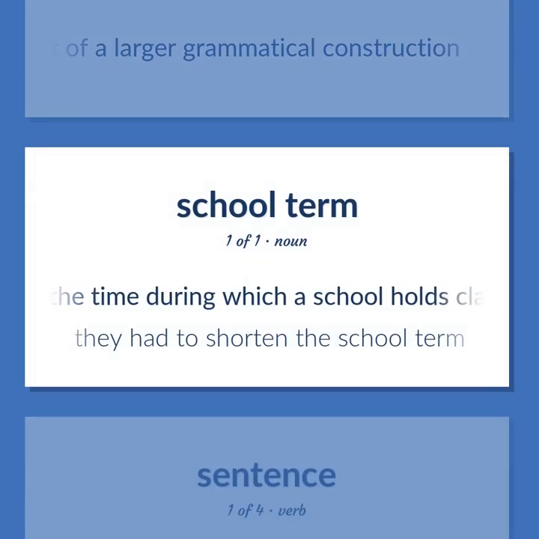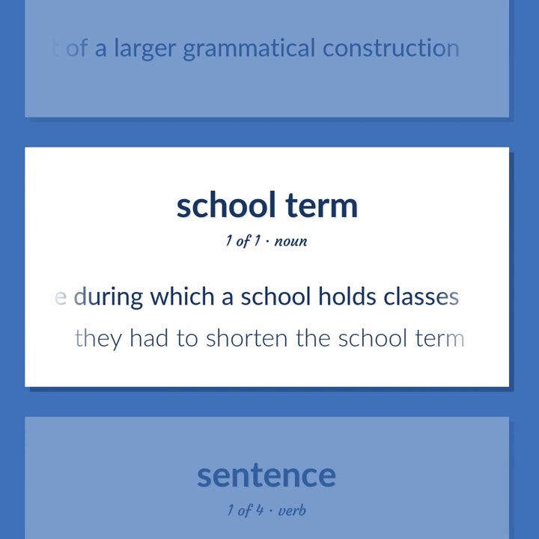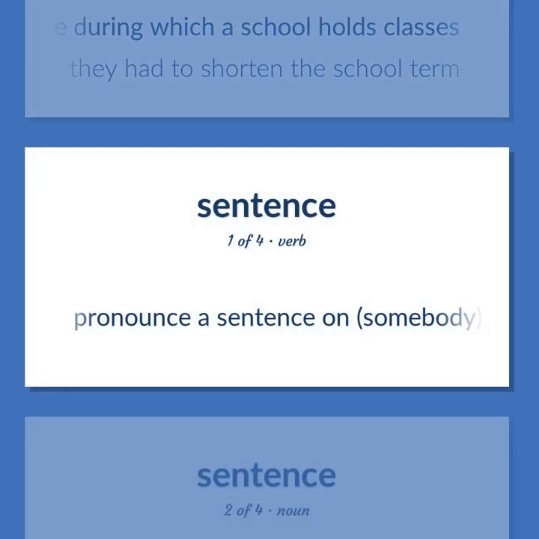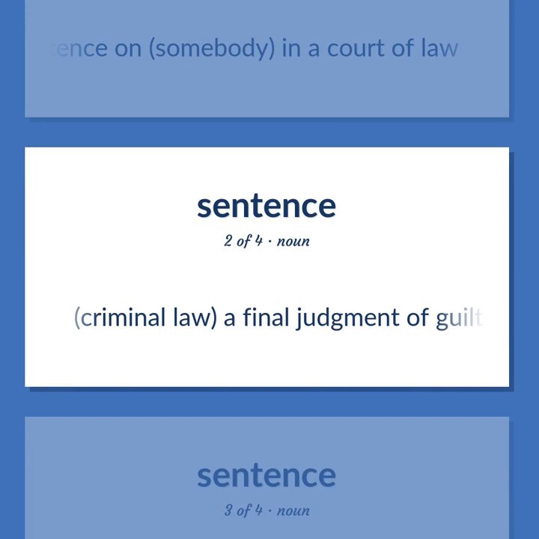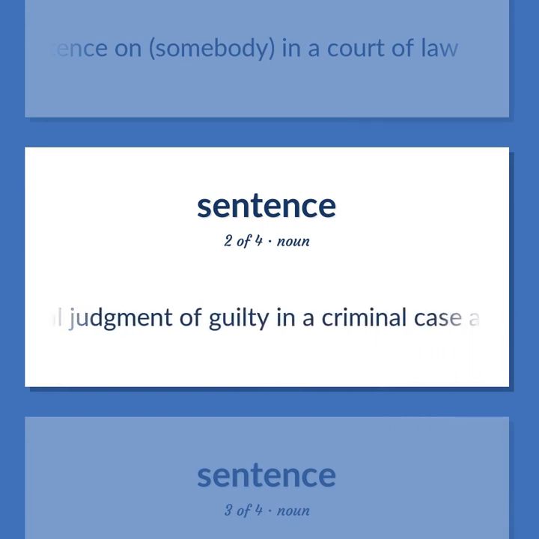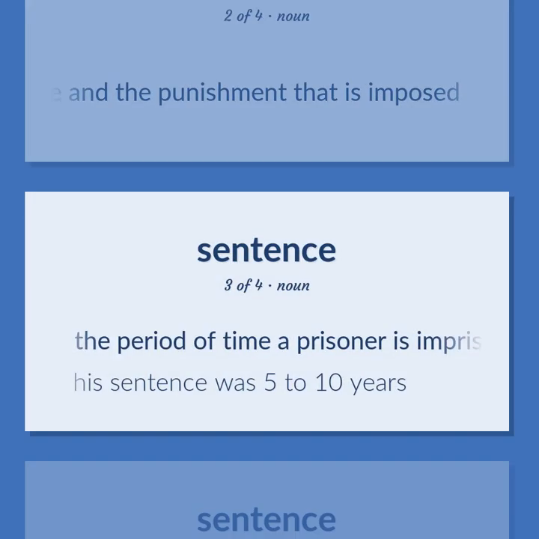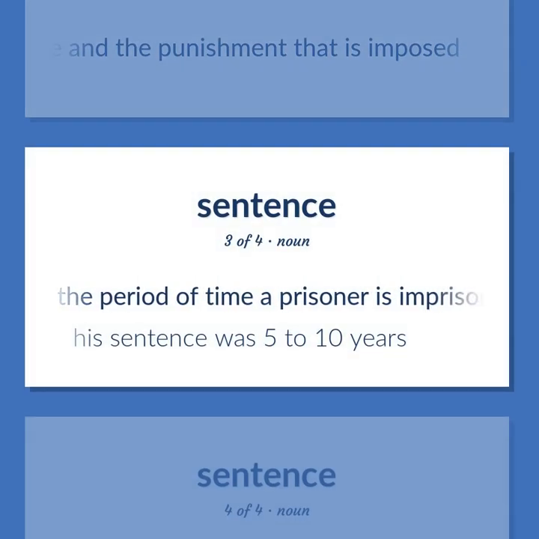The time during which a school holds classes. They had to shorten the school term. Pronounce a sentence on somebody in a court of law. Criminal law, a final judgment of guilty in a criminal case and the punishment that is imposed. The period of time a prisoner is imprisoned. His sentence was 5 to 10 years.